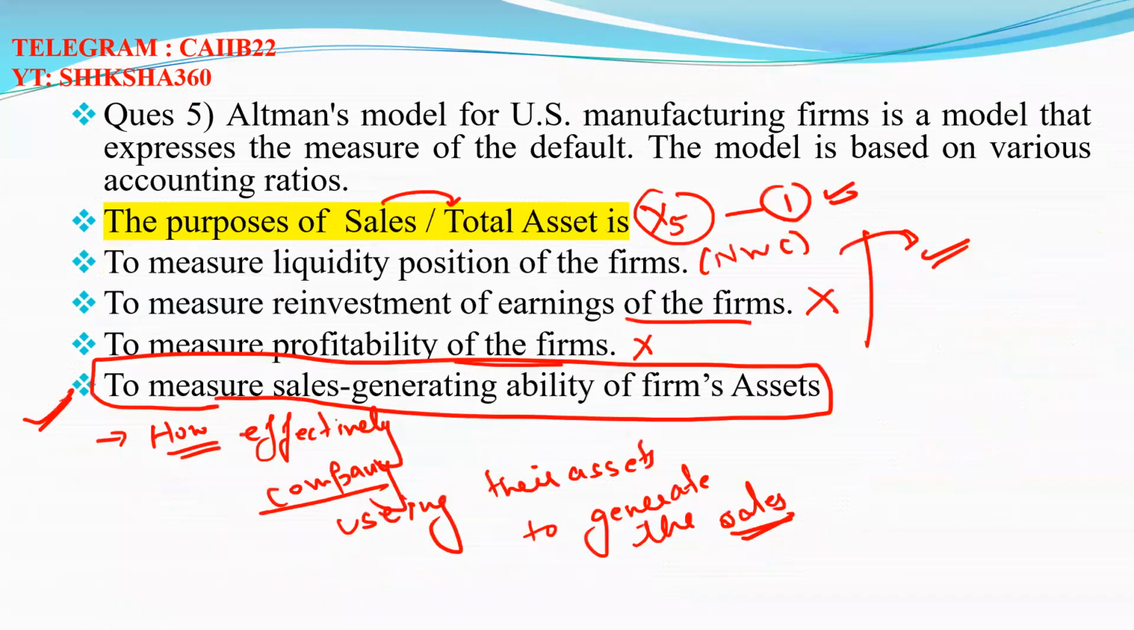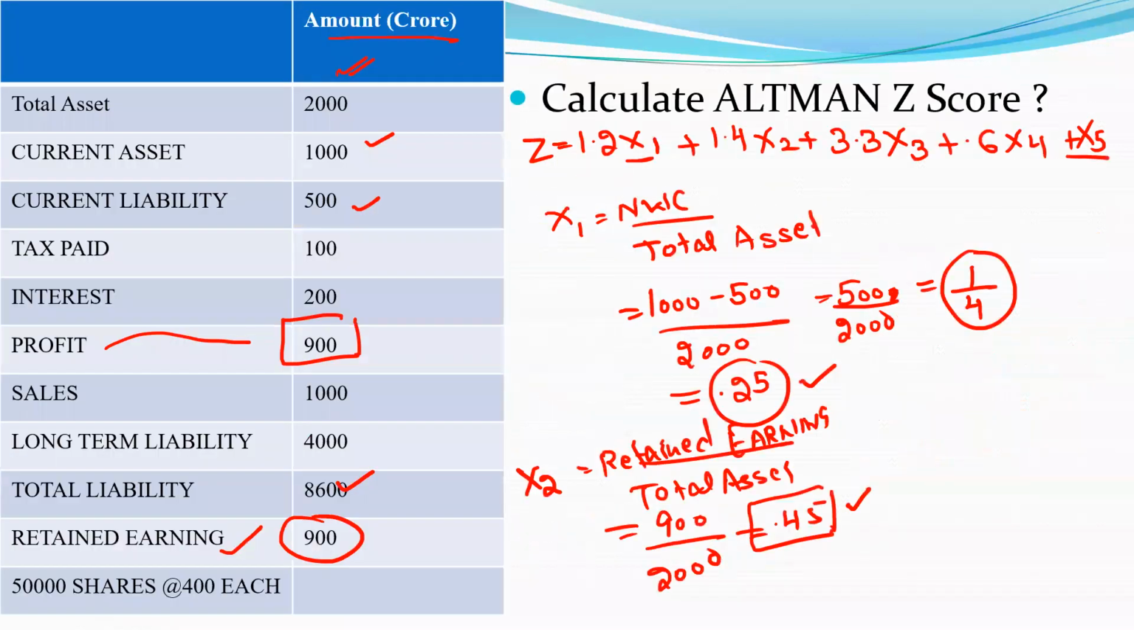Here some students face an issue. Here they have 50,000 shares at the rate of rupees 400 each. All these values are given in rupees, and there is no crore mentioned, like 400 crore each. Not this way. One share is given in rupees.